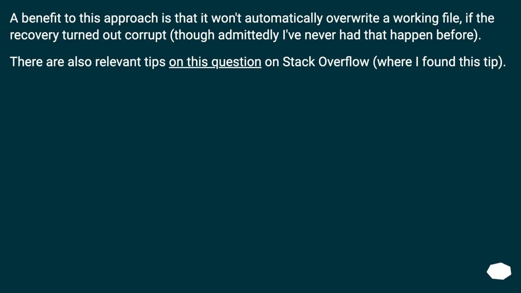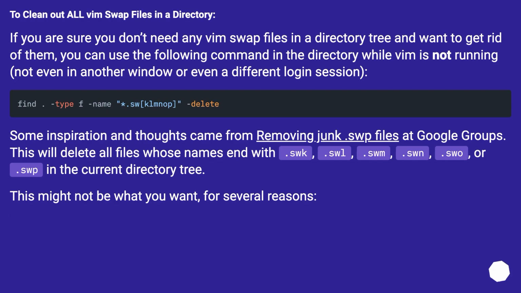There are also relevant tips on this question on Stack Overflow, where I found this tip. To clean out all Vim swap files in a directory: if you are sure you don't need any Vim swap files in a directory tree and want to get rid of them, you can use the following command in the directory while Vim is not running. Not even in another window or even a different login session. Some inspiration and thoughts came from removing junk SWP files at Google Groups.